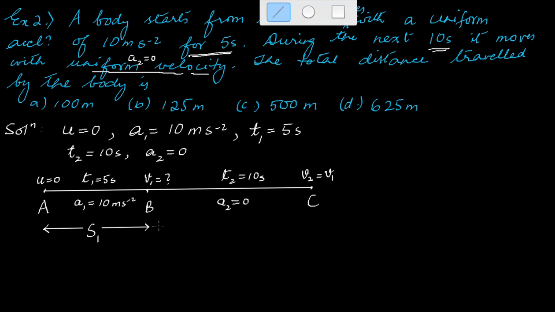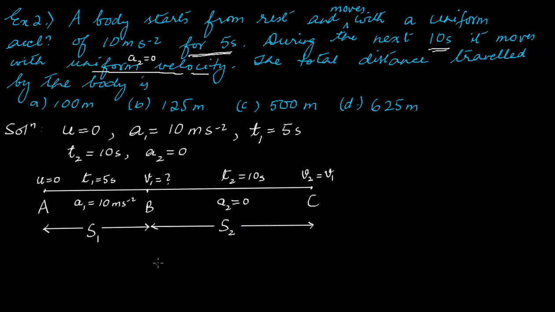Let the distance from B to C be s2. So all we need to do is to find the value of s1 and s2 and then find the total distance. So how do we do this? First of all, let us find the value of v1. How do we find the value of v1?